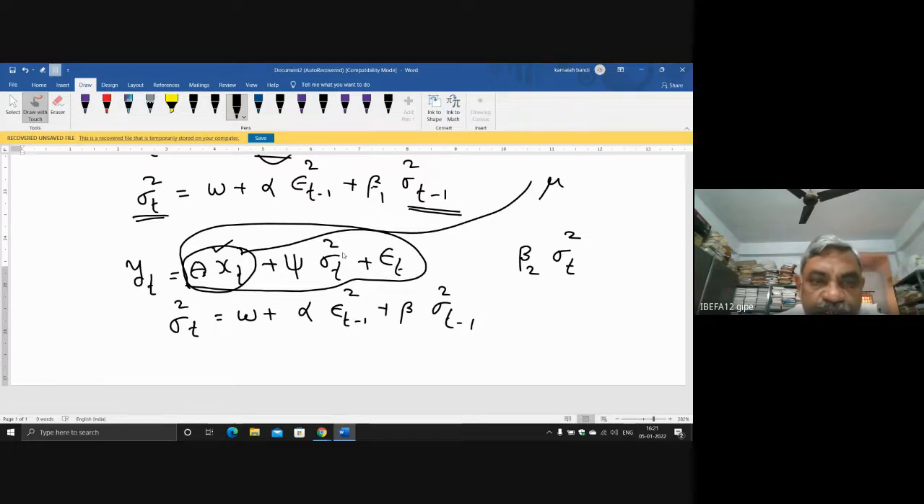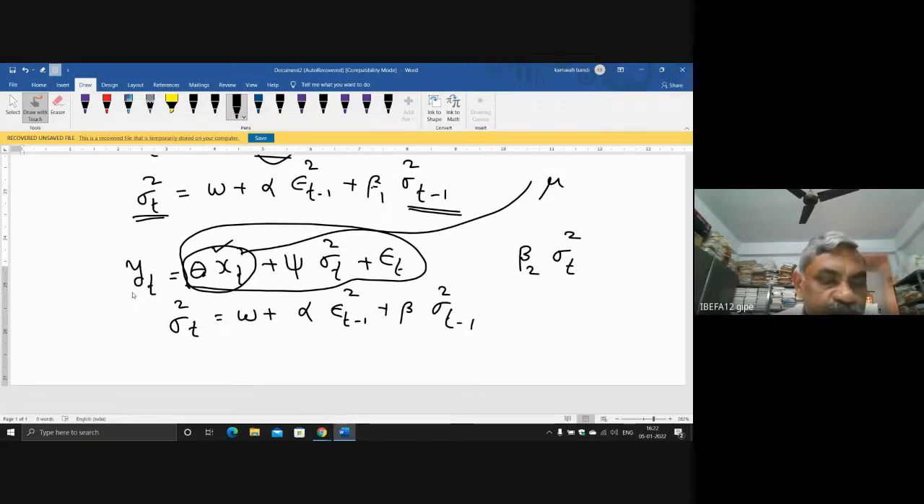That means mean itself is not constant, but it varies. What is the style of varying? That is given by the parameter theta. So both the ideas, that is mean of the return and variance, they're related, and these two are incorporated in the mean equation.